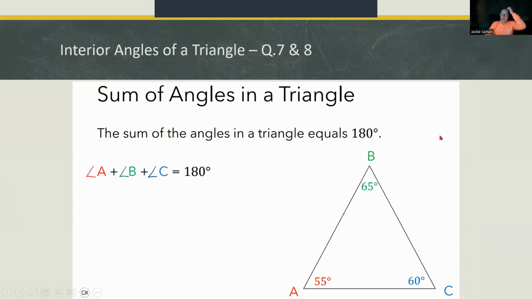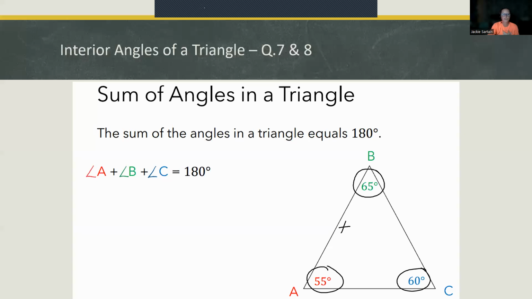Now in questions 7 and 8, once again, you're going to be asked to solve for a variable based on the sum of the angles of a triangle. We know that the sum of angles in a triangle is 180 degrees, meaning that you can take all those measurements and simply add them together. 65 plus 55 plus 60. You simply add all those measurements together to get your 180 degrees.